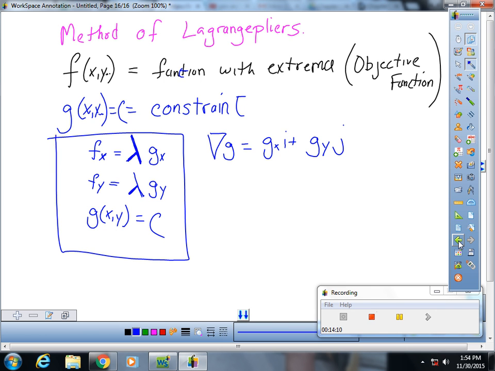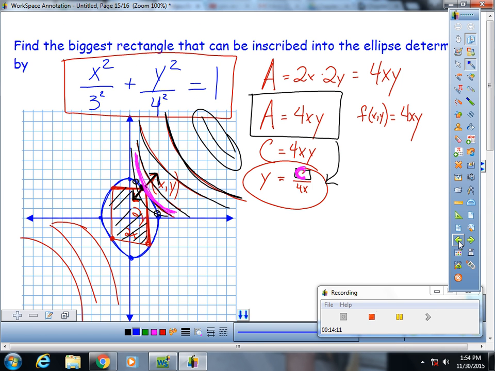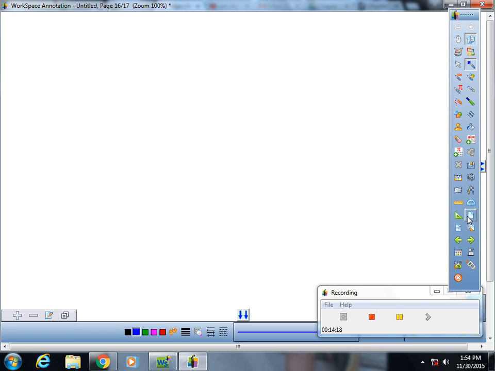So let's see if I can tackle this problem now. Okay, so let's see. What is our f of x comma y? Which function is that?